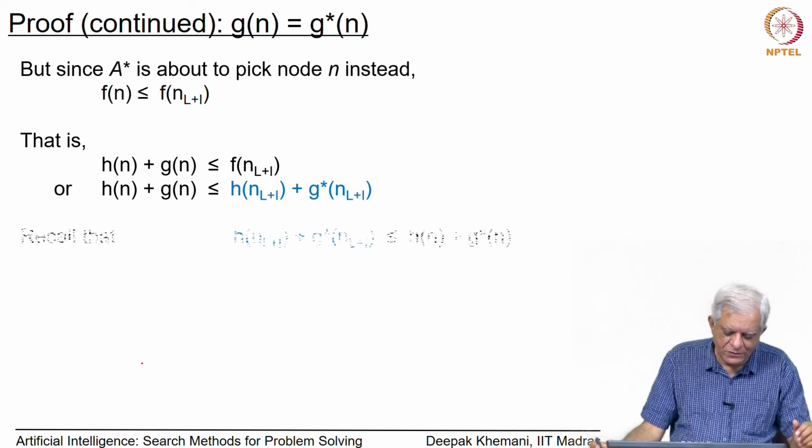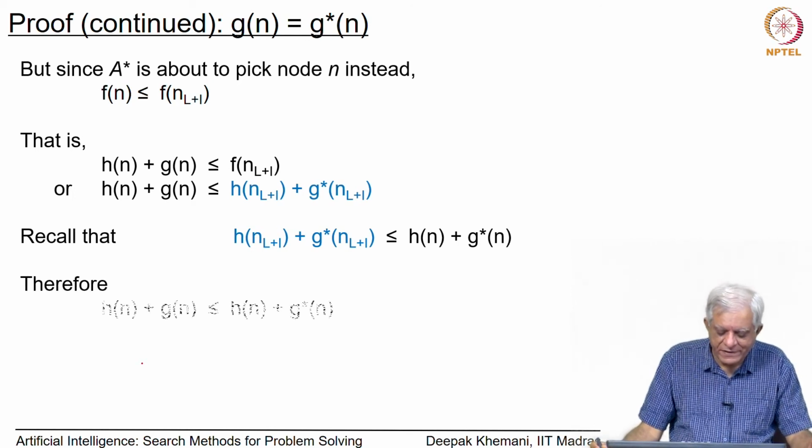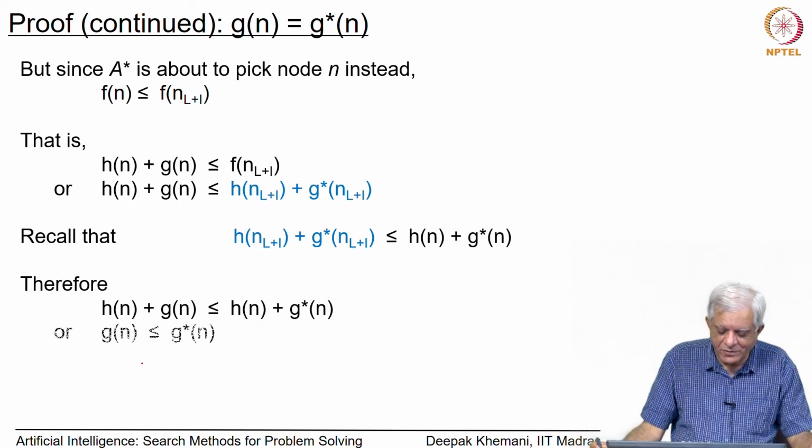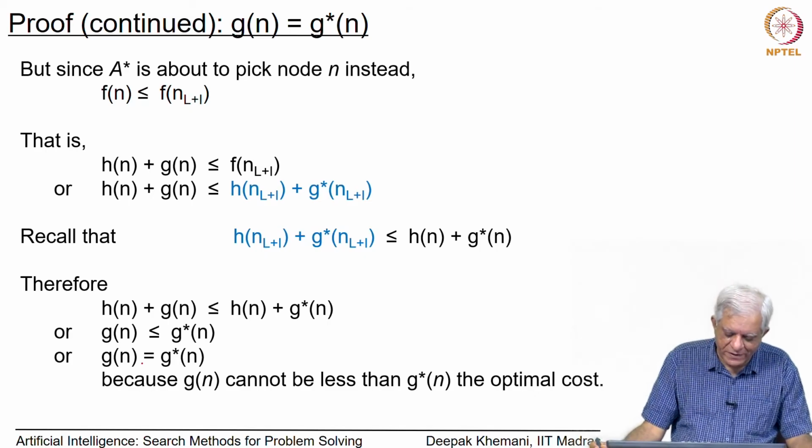But remember that we had also observed that this expression, the h value plus the g star value for last plus 1 node is less than or equal to the h value plus g star value for the nth node essentially. So, we can again now apply transitivity here and say that h of n plus g of n must be less than or equal to, why h of n plus g of n, because A star is about to pick that node n with the value f of n, which is h of n plus g of n, and which we have now shown must be less than or equal to h of n plus g star of n.